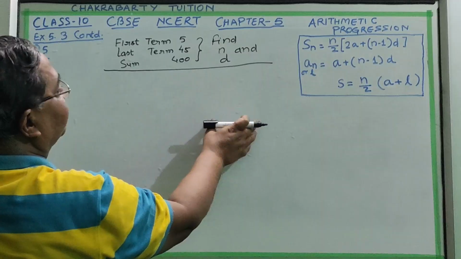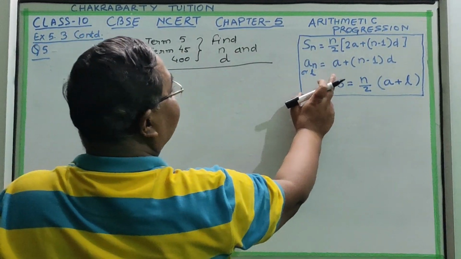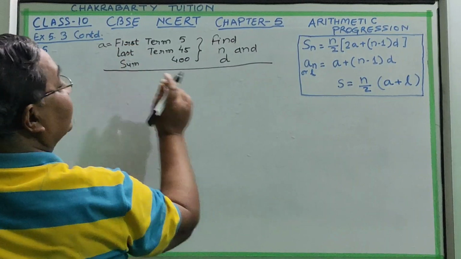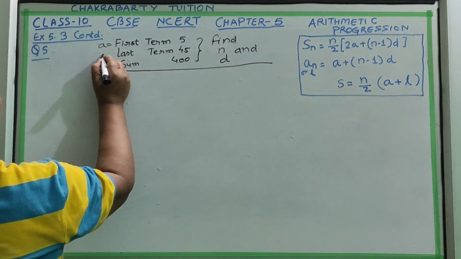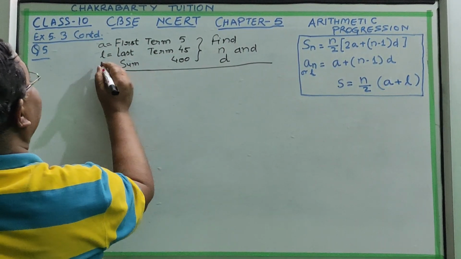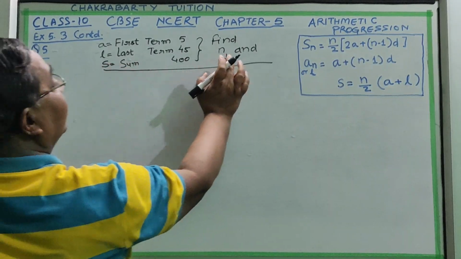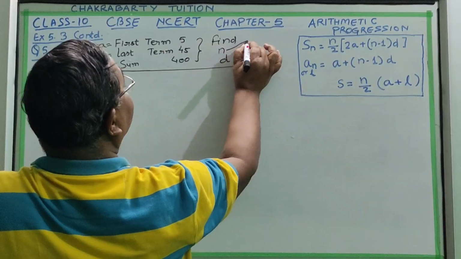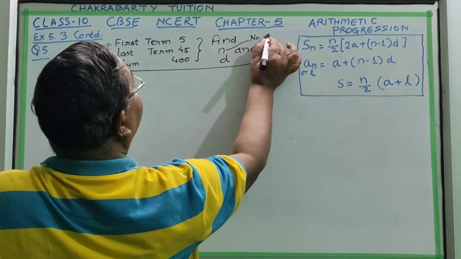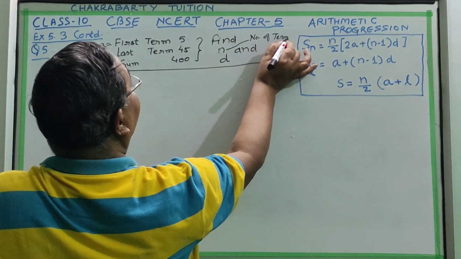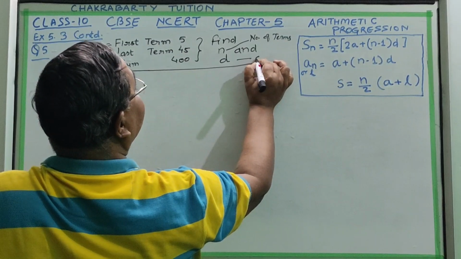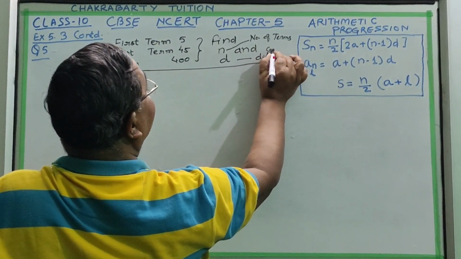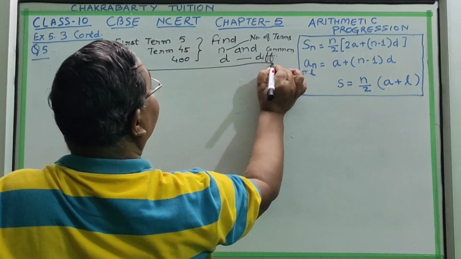Like our question number 5, here first term is given. First term is denoted by A. Last term is denoted by L. Okay, and sum is denoted by S. And n means number of terms. And D is the common difference, the difference between consecutive terms. So these are the terms we will be using.